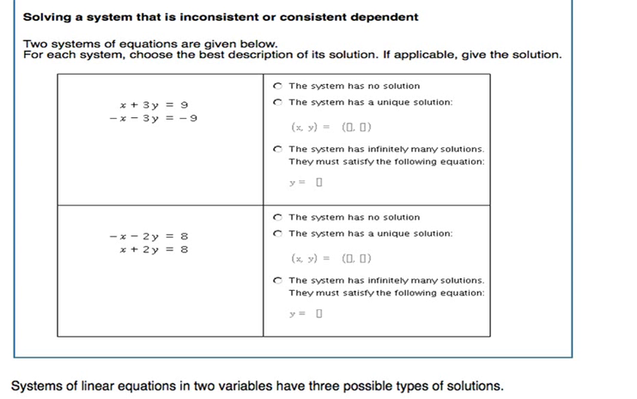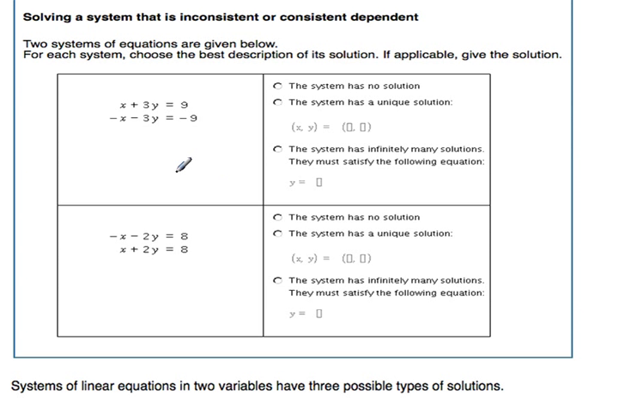Okay, this problem is from Module 6, solving a system that is inconsistent or consistent dependent. Two systems of equations are given below. For each system, choose the best description of its solution. If applicable, give the solution.